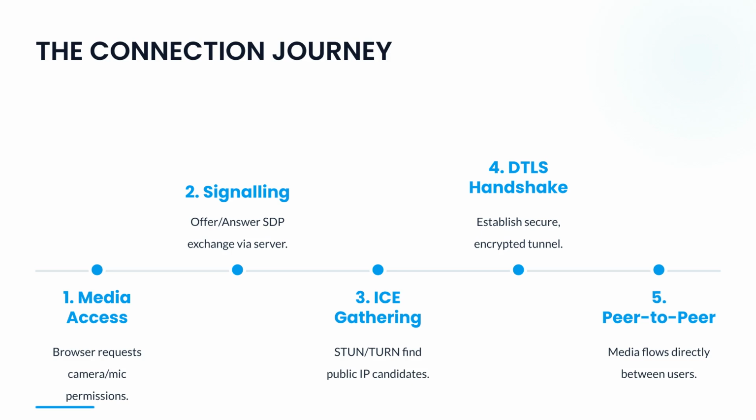Let's put everything together. Here's what happens when you start a video call. Step 1. The browser requests access to your camera and microphone. Step 2. The application exchanges SDP offers and answers through a signaling server. Step 3. ICE gathers network candidates using STUN and TURN servers. Step 4. A secure DTLS handshake establishes an encrypted connection. Step 5. Audio, video, and data start flowing directly between peers. And all of this usually happens in just a few seconds.